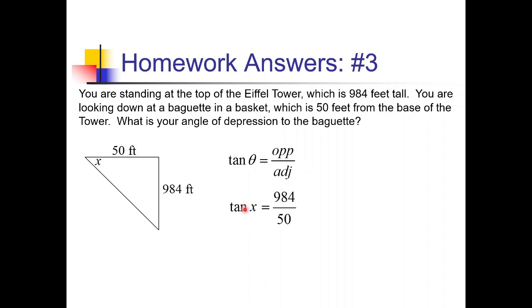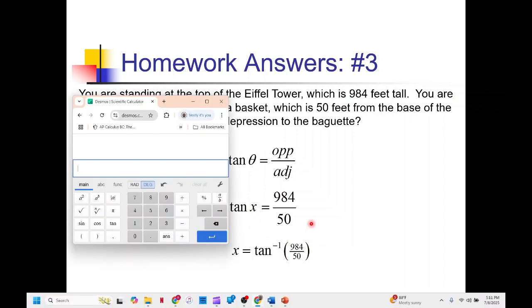To get x by itself and get that angle, I have to take the tan inverse of both sides. So ultimately tan inverse of 984 over 50. And if I plug that in the calculator, I do tan exponent -1 and then parentheses. Let me do 984 divided by 50. And that comes out to approximately 87.1 degrees.